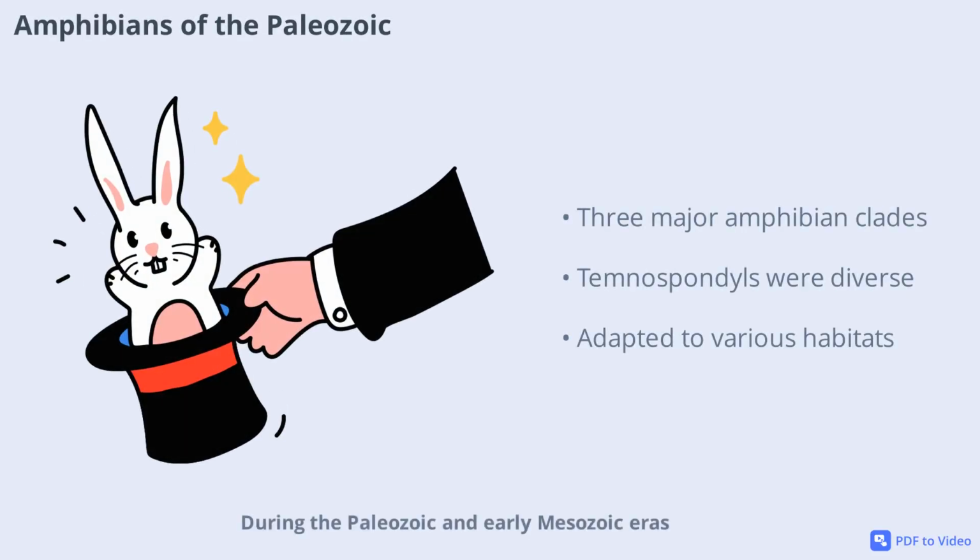During the Paleozoic and early Mesozoic eras, amphibians flourished and diversified into three major clades: Temnospondyli, Seymouriamorpha, and Lepospondyli. Temnospondyls in particular were medium to large salamander-like tetrapods that lived in a variety of aquatic and terrestrial environments. Some, like Prionosuchus, reached impressive sizes, while others adapted to a more terrestrial lifestyle.